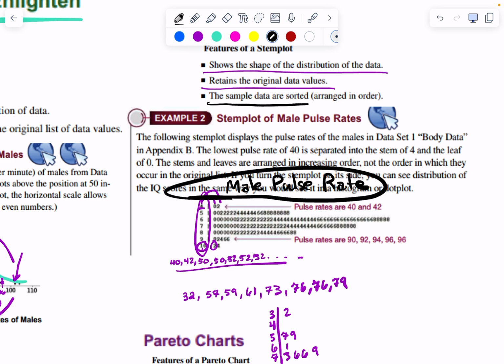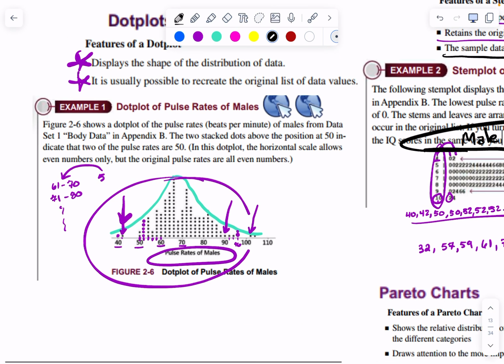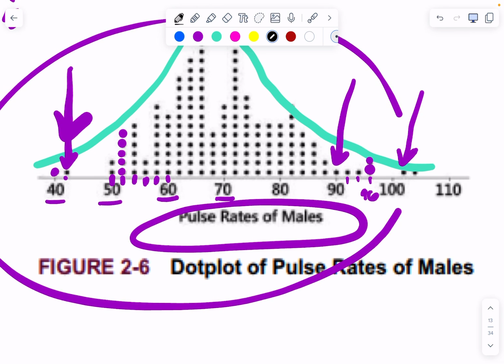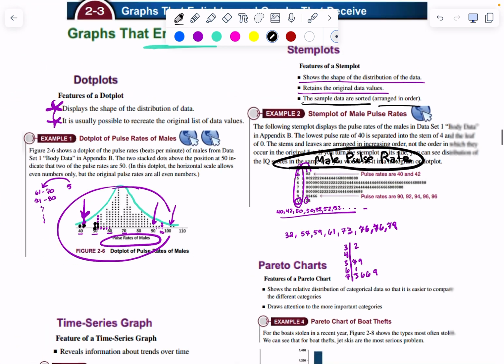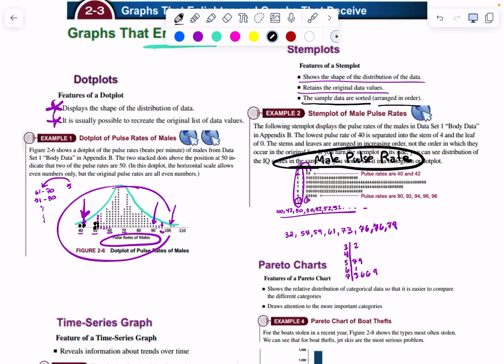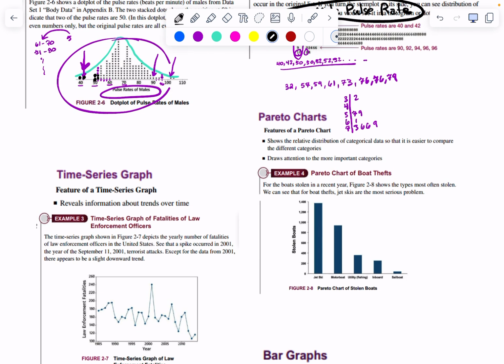Okay, the sample data are sorted and arranged in order, so that's a really nice thing. Also, are the sample data arranged in order here? Yeah, they are, right? This is 40, this is 42, this is 50, 50, 52, blah, blah, blah. They're arranged in order, yeah. So anyway, okay, got it? Dot plots, stem plots. Okay, next one is a time series graph.